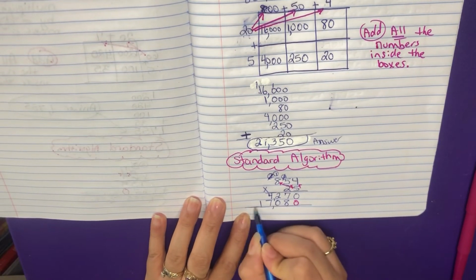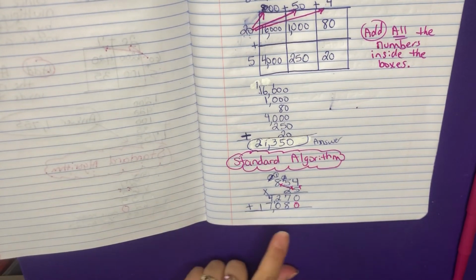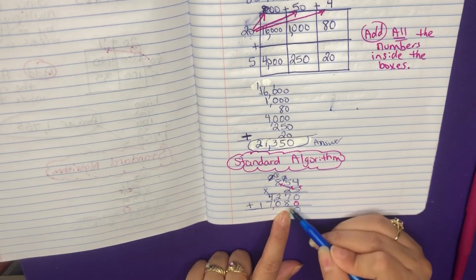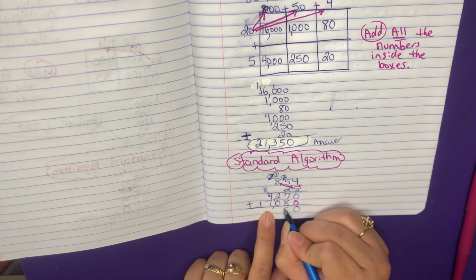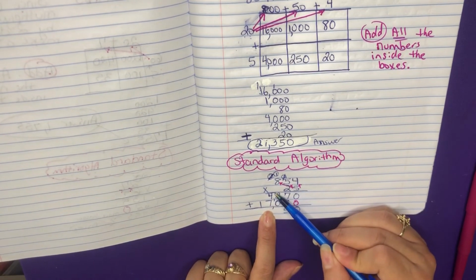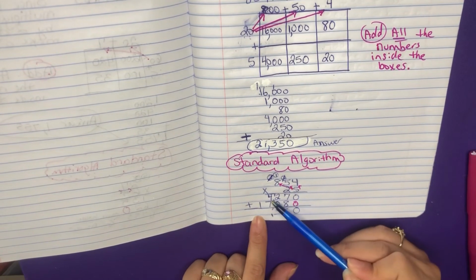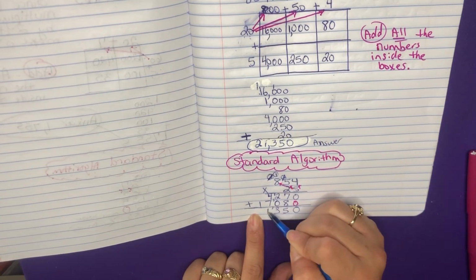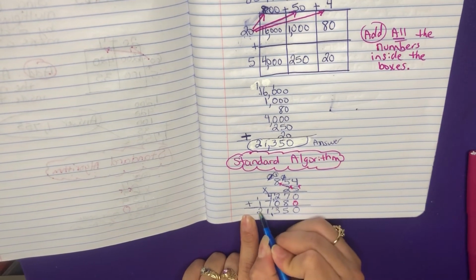What do we do here? We add, that's right. So let's add that together, nice and neat. 0 plus 0, 0. 7 plus 8, 15, good job. Carry the 1. 2 plus 1, 3, comma. 4 plus 7, 11, good job. Carry the 1. 1 plus 1 is 2.